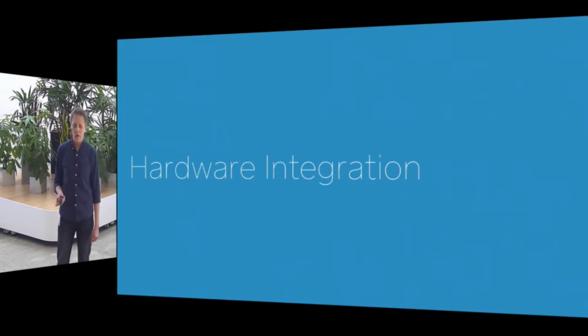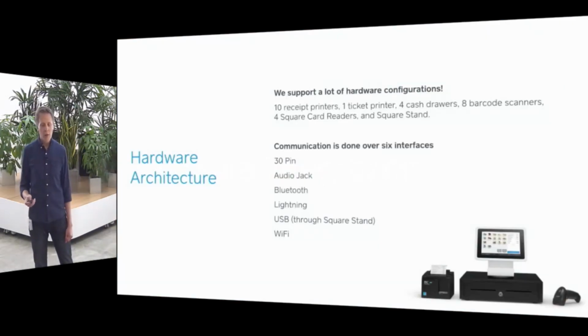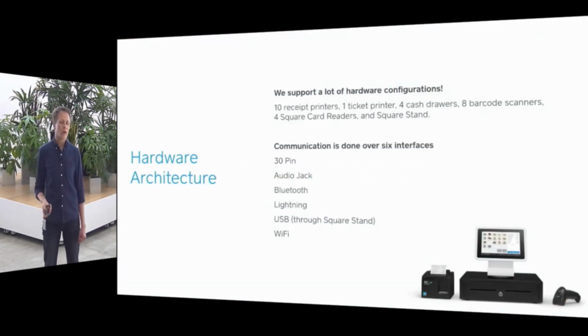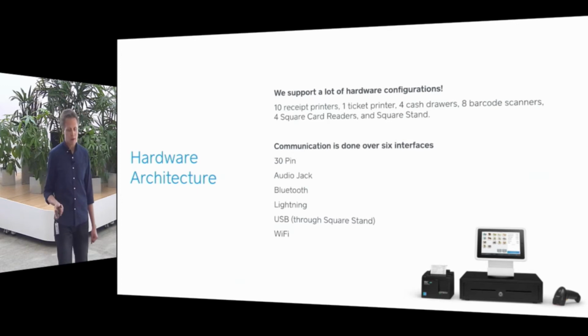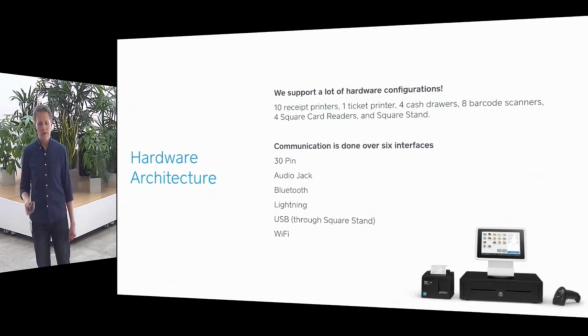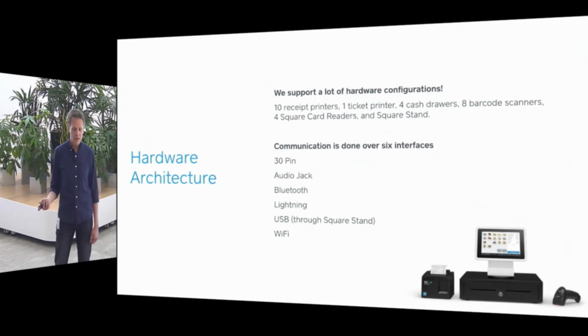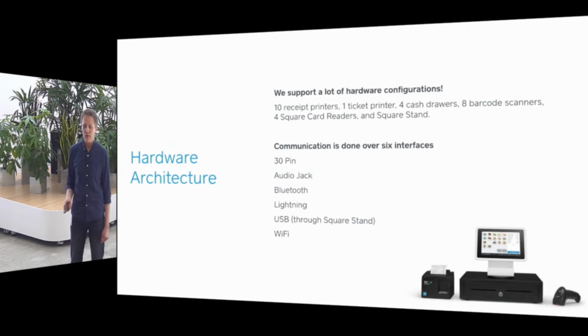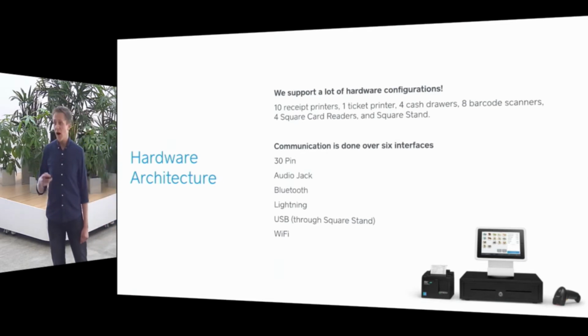Next, I want to talk about our hardware integration. So Register supports a lot of hardware. We support 10 receipt printers, one ticket printer, four cash drawers, eight barcode scanners, four Square card readers, and Square Stand. These communications are done over six interfaces, which are 30-pin, audio jack, Bluetooth, Lightning, USB, and Wi-Fi.